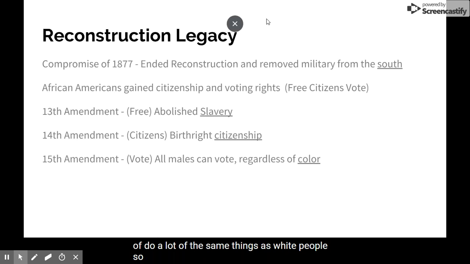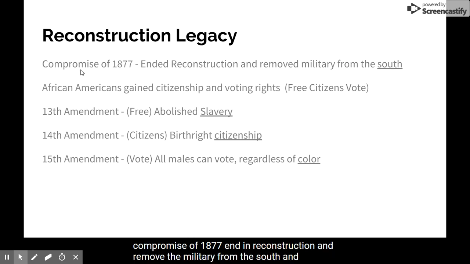So the legacy of the Reconstruction, the Compromise of 1877, ended Reconstruction and removed the military from the South. And African Americans gained citizenship and voting rights. I remember free citizens vote. 13th Amendment is free. It abolished slavery, got rid of slavery. It's no longer in the United States.